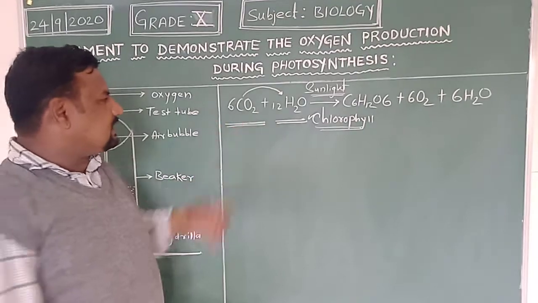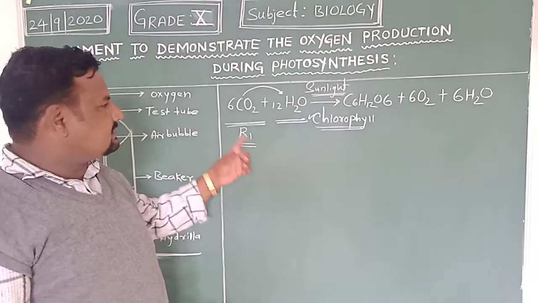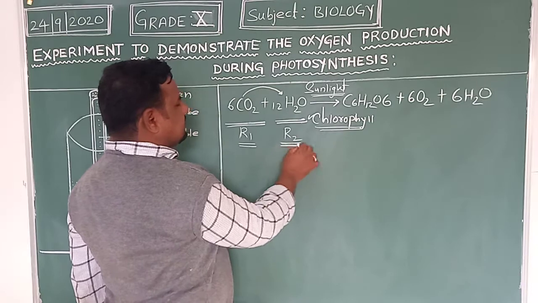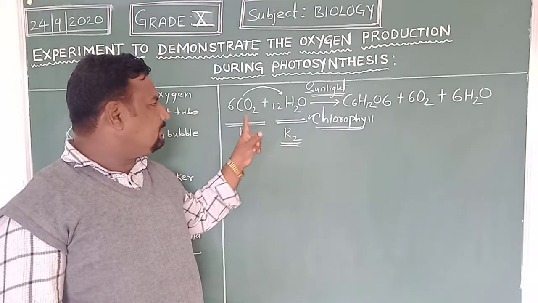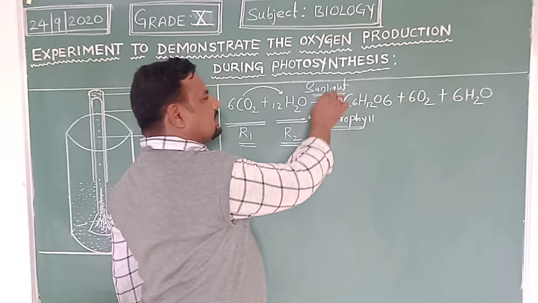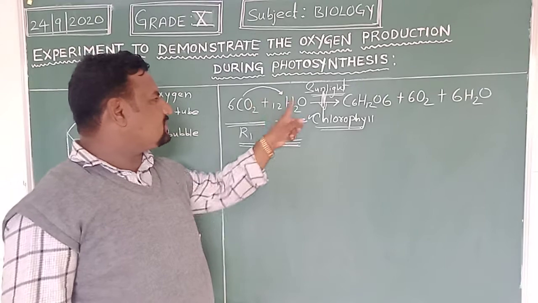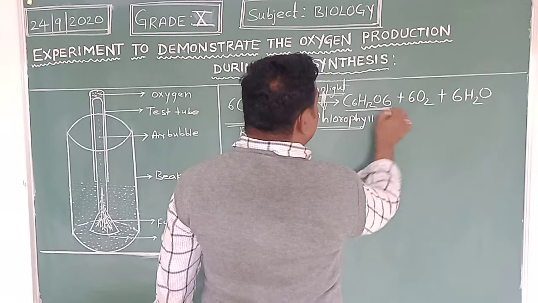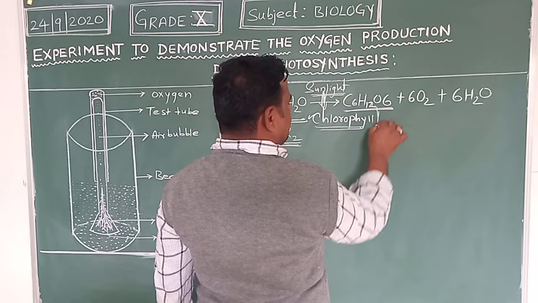So this is our reactant 1, 6 molecules of carbon dioxide, and reactant 2 is 12 molecules of water. When they react in chlorophyll, they meet in presence of sunlight. Who will trap the sunlight? The chlorophyll molecule traps the sunlight. Due to the reaction between these in presence of sunlight, there is a formation of C6H12O6. This is our carbohydrate or glucose. This is our product 1.